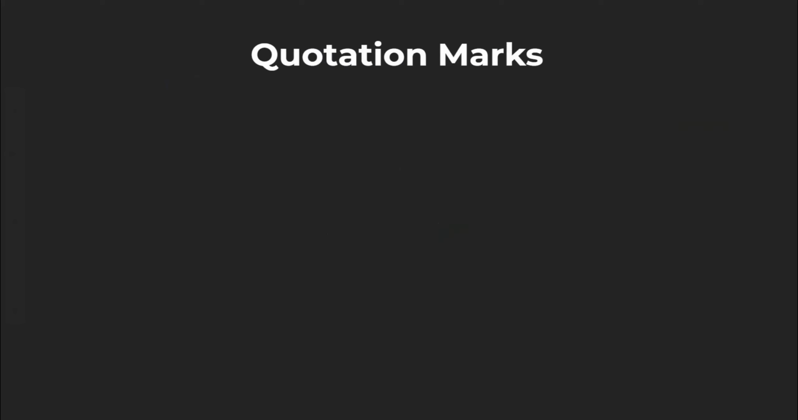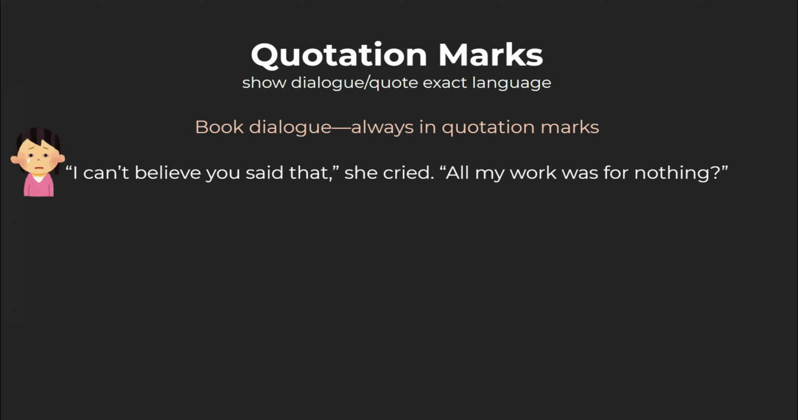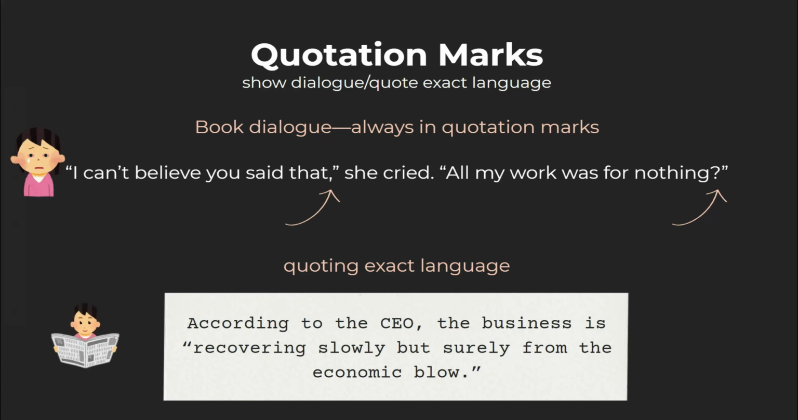Next, we have quotation marks. Quotation marks are used to show dialogue or quote exact language. When reading a book, anything a character says will be found in quotation marks. For example, "I can't believe you just said that," she cried. "All my work was for nothing?" Notice that in American English, all punctuation marks, including periods and commas, stay inside the quotation marks. Quotation marks are also used when quoting exact language. For example, you might read in the newspaper, "According to the CEO, business is, quote, 'recovering slowly but surely from the economic blow,' end quote."